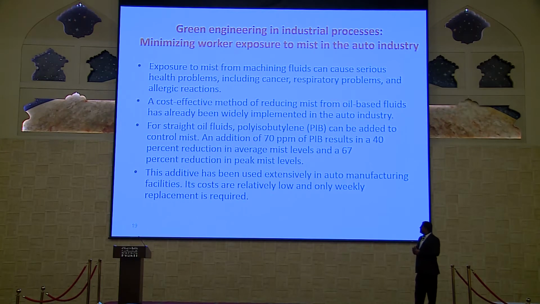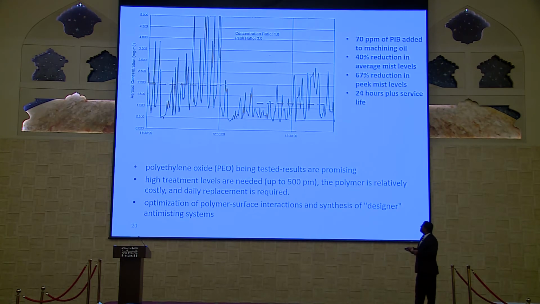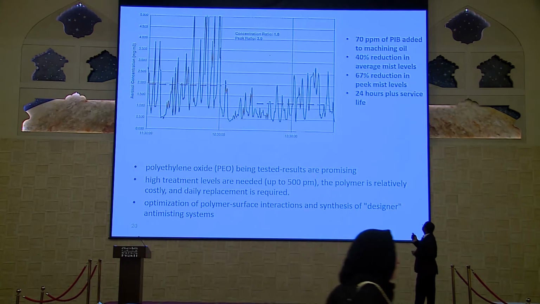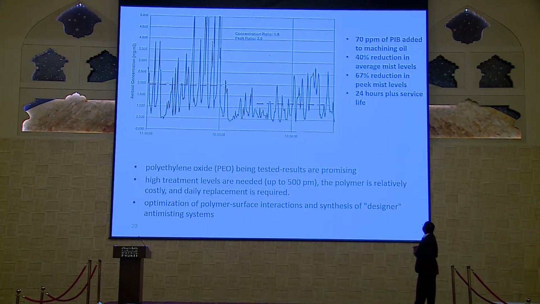The issue is that this additive has been used extensively in auto manufacturing processes, and the cost is quite low. In this slide, we can see that after using the chemicals, the polyethylene oxide, high treatment levels are needed, and with 70 ppm of PIB added, there is a 40% reduction in average mist level, a 67% reduction in the peak level, and a 24 hours plus service life.